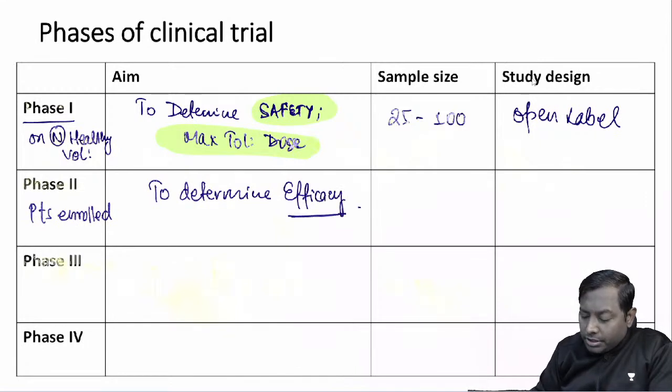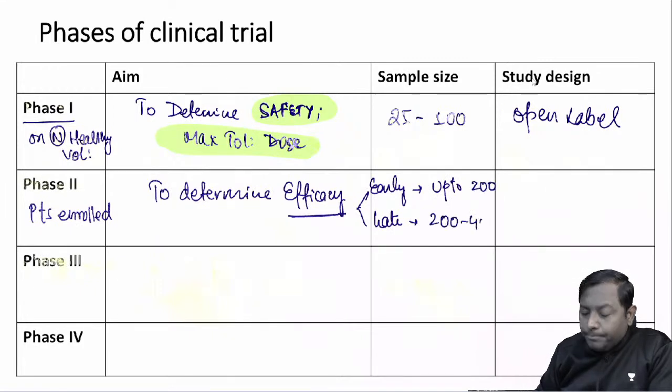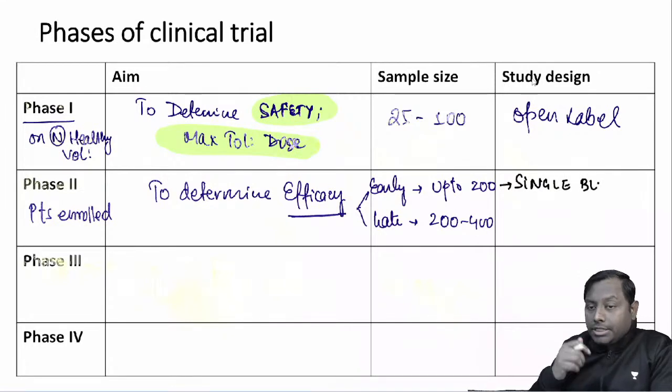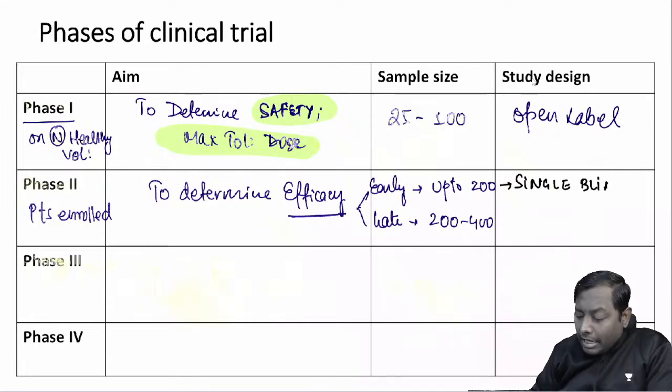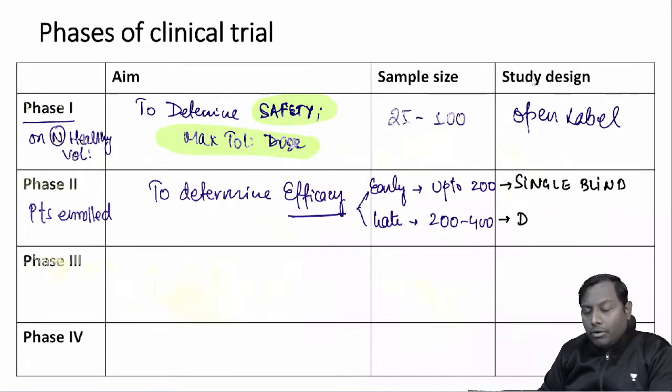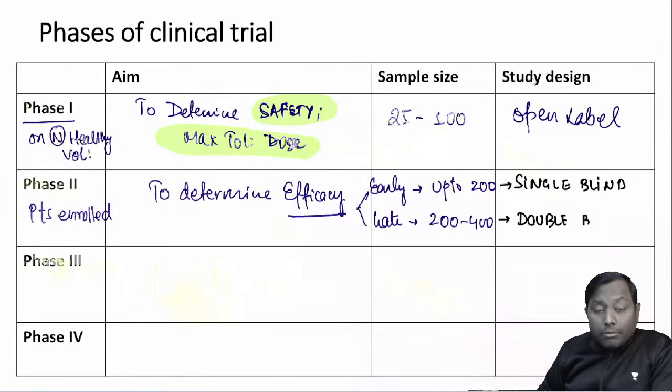Now phase 2 is further divided into early phase of phase 2 and late part of phase 2. In the early part, the sample size will be up to 200, and in the late part it will be 200 to 400. The study design also changes. In the early part, it is going to be a single blind study. Single blind means only the patient is not aware whether he is taking active compound or placebo, and in a double blind, the patient and researcher, both are not aware. The drug is just coded with numbers or letters like 1, 2, A, B. So again that will be phase 2.